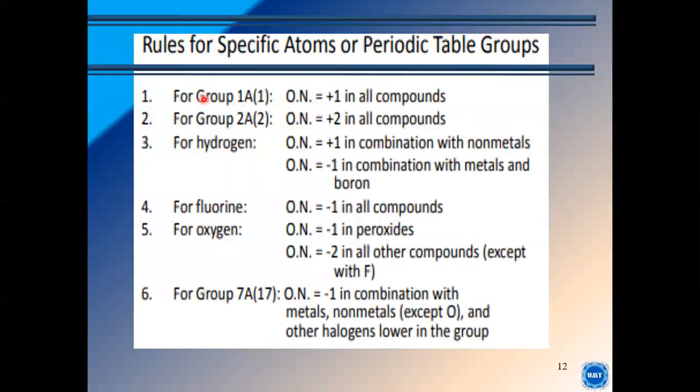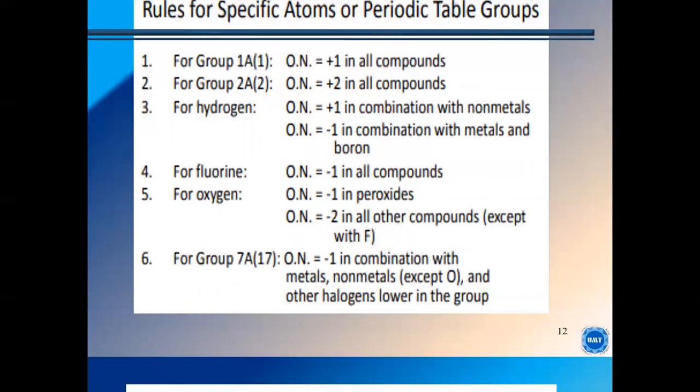These rules are for group 1, all compounds have +1, +2 for group 2, and for hydrogen, with non-metals it has +1, and with metals and boron it has -1. Fluorine in all compounds has -1. Oxygen in peroxide has -1, except in fluoride, hydrogen peroxide, where it has -2. And for group 7 or 17, the oxidation number is -1.